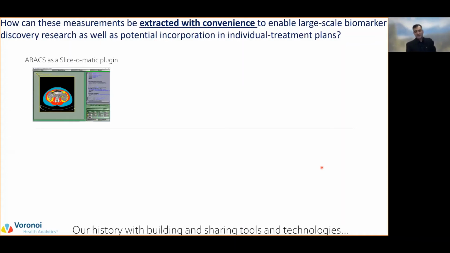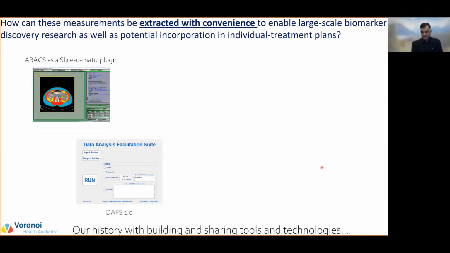We started with ABACS as a Slicer plugin, and numerous research groups around the world are using this, and we're thankful for them for trying this out and for supporting us. Then we started with the data analysis facilitation suite, and what this enabled was to do batch processing. So for the Slicer plugin, you have to load one image, and you can only analyze one image at a time. If you're trying to do 100,000 images, good luck with that.